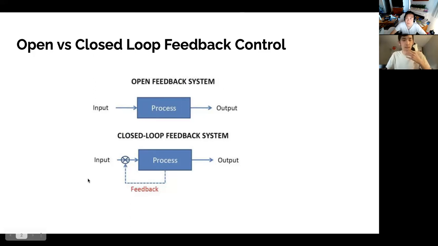Typically there's pretty much no modern system that uses pure open feedback. Open feedback would be like hard coding something. In MicroMouse, if you hard coded your mouse to do specific turns, that's open. It's assuming that you know what needs to be done.